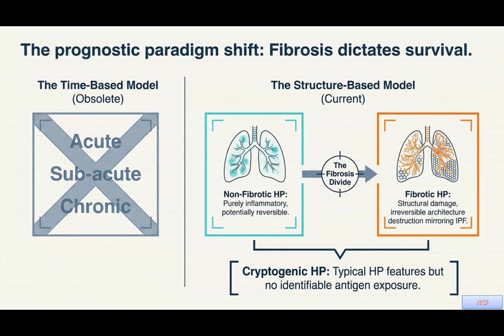We also now recognize a term called cryptogenic HP, where the features are of typical HP, but there is no identifiable antigen exposure present. So now we have moved on from the time-based model of acute, subacute, and chronic HP to a structural-based model that is non-fibrotic and fibrotic HP.